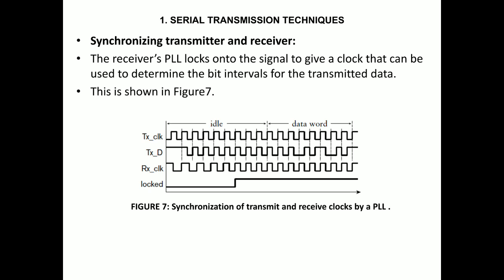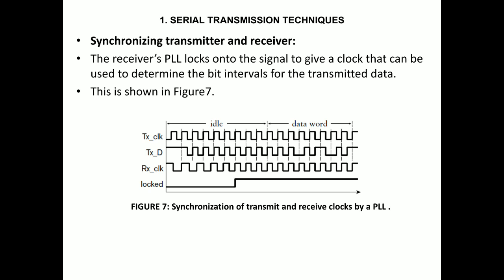And about the PLL, the PLL is nothing but something that will generate clock signals. The PLL is used to generate the clock signals. The PLL will be used at the receiving end. This is used to determine the intervals of the transmitted data.